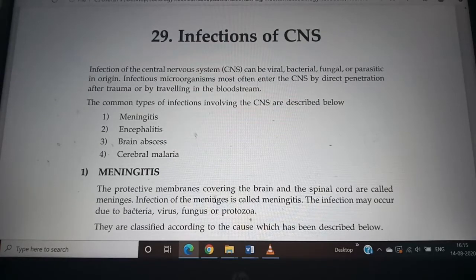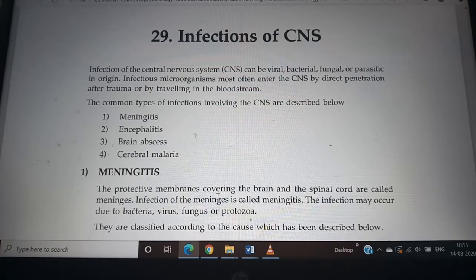The next topic that we are going to study is about the infections of the central nervous system. Okay, infections, as you know, can happen through microorganisms. It could be a viral infection, it could be a bacterial infection, it could be a fungal infection or a parasitic infection. Okay, different kinds of infections are present.